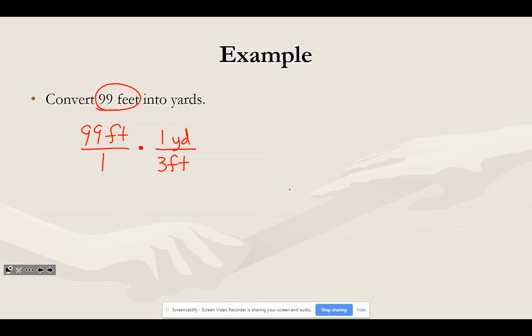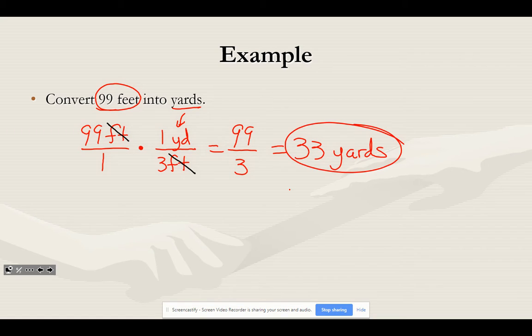Notice that I put the feet on the bottom so that I can cross-cancel my units as such. I am in my desired unit of measure. Yards is right here. I no longer need any other conversion factors. I now will multiply across the top and bottom to get 99 over 3. I'll simplify that into 33 and leave my final unit of measure, which is yards.